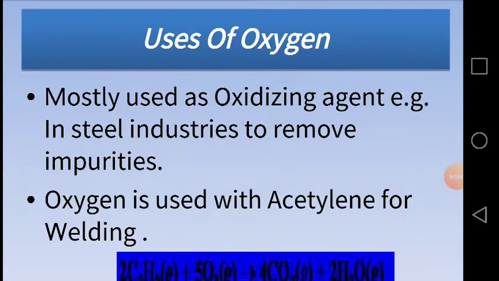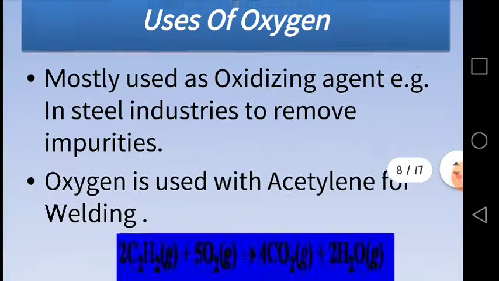Here are a few uses of oxygen according to your CI syllabus. The first one: oxygen is mainly used in industry, in steel manufacturing. Oxygen is injected into the molten pig iron to oxidize carbon to carbon dioxide. This is how oxygen is used as an oxidizing agent in steel industries to remove the impurities.